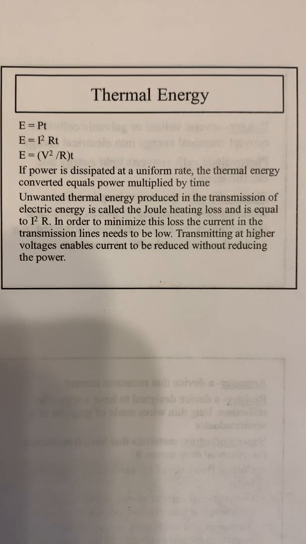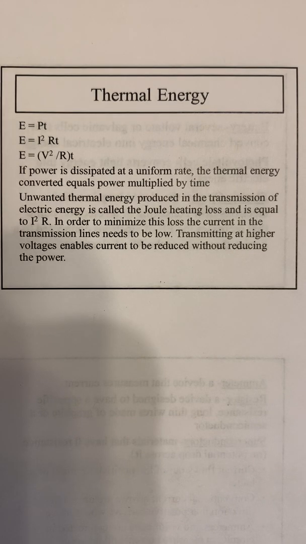Thermal energy. E is equal to PT. E is equal to I squared RT. Some more formulas. E is equal to V squared over R times T. They're all just rearrangements of different formulas. If the power is dissipated at a uniform rate, the thermal energy converted equals power multiplied by time.